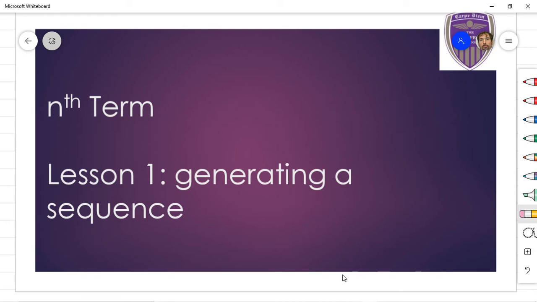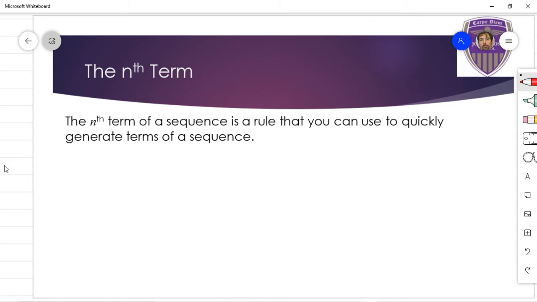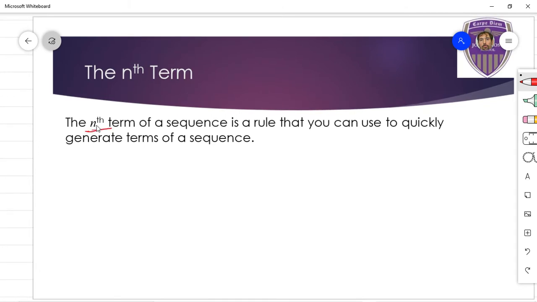Okay, in this lesson, we're going to look at using something called the nth term to generate or make a sequence. It's really easy. So first things first, what is the nth term? The nth term of a sequence is just a rule that you can use to quickly make or generate terms of a sequence. A term of a sequence is any number in the sequence. It's just called a term.